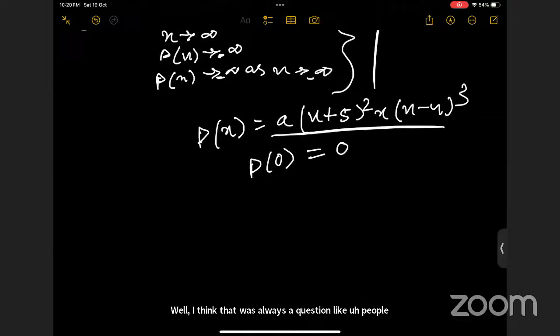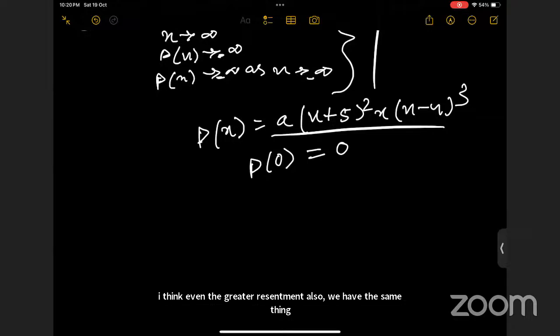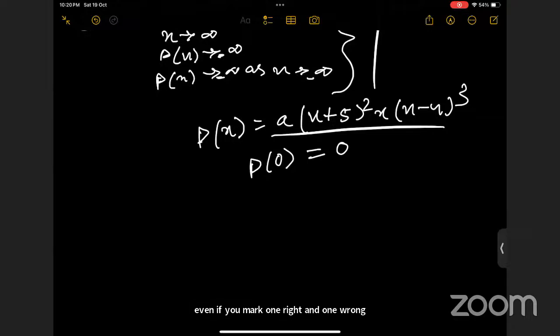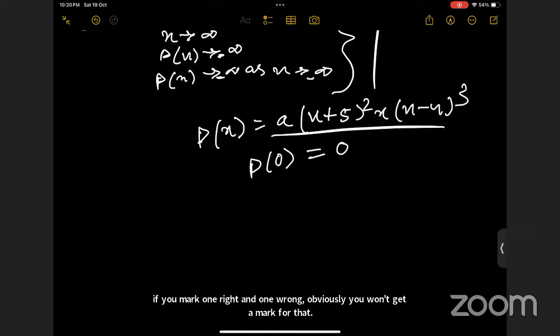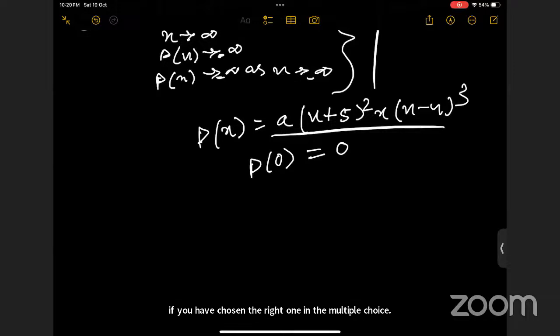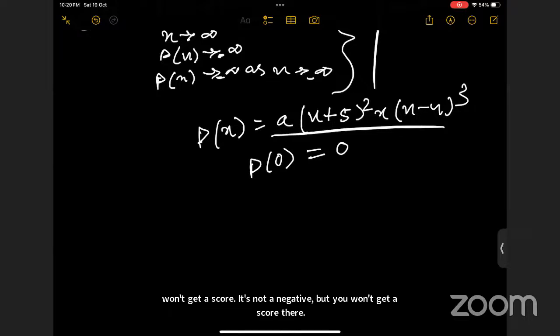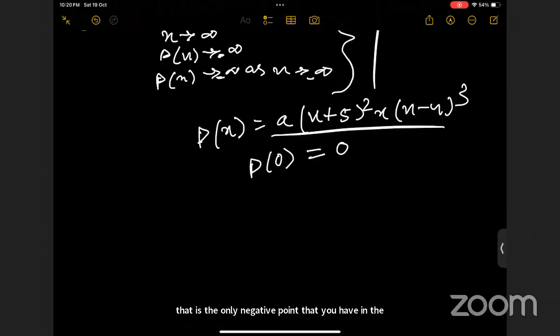Even if you mark one right and one wrong, obviously you won't get a mark for that. It's the same thing in the exam also. Even if you have chosen the right one in the multiple choice, but you have chosen another wrong one, obviously you won't get a score. It's not a negative, but you won't get a score there. That is the only negative point that you have in the exam, as well as in the GA.